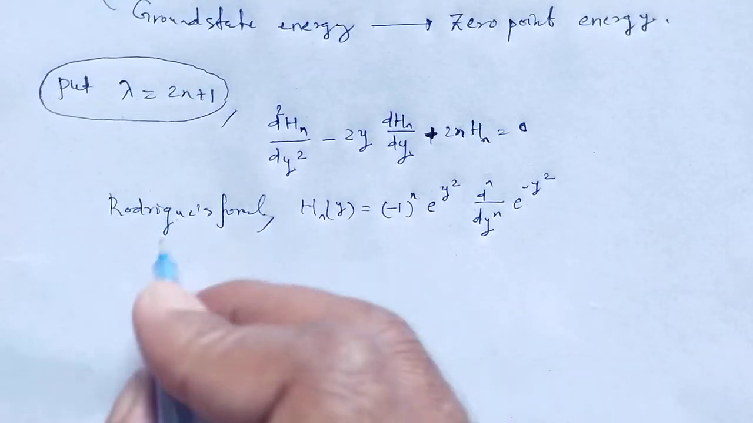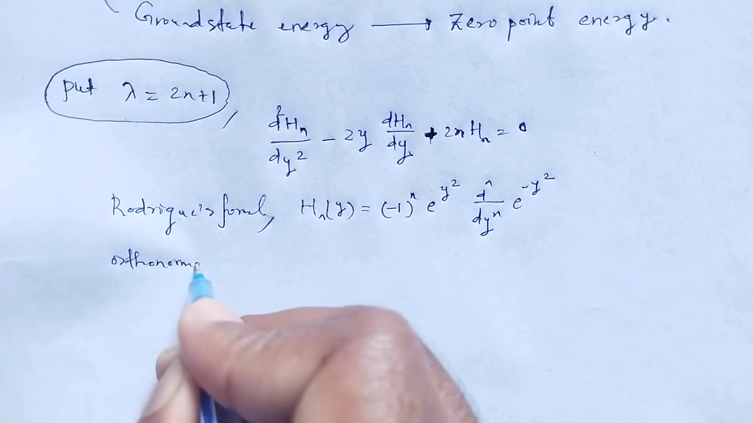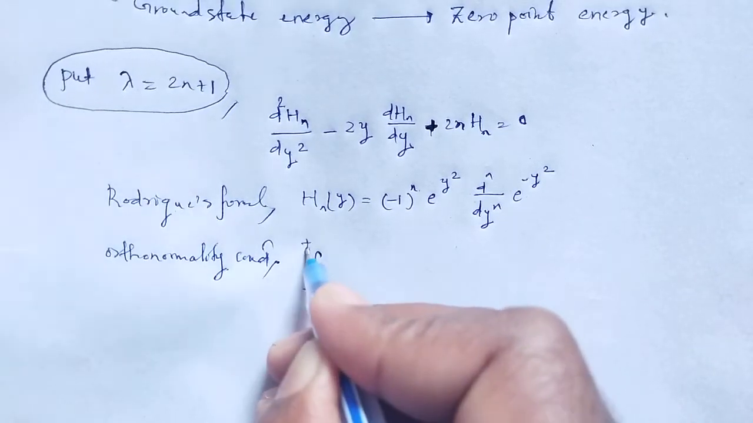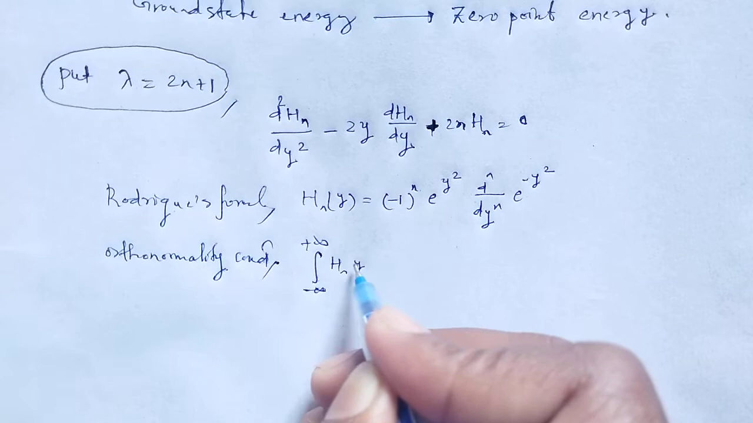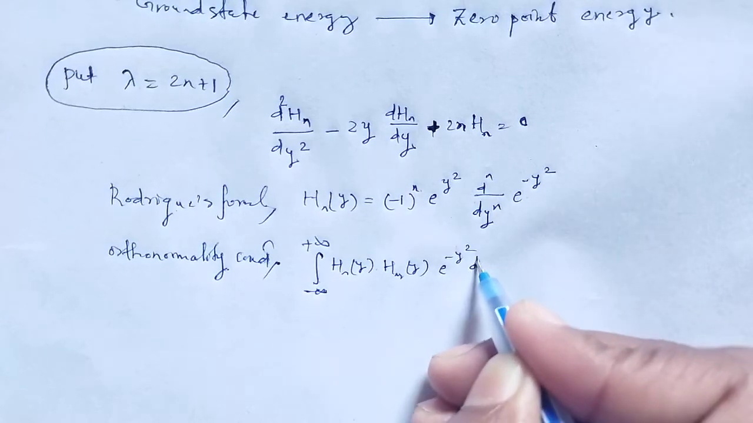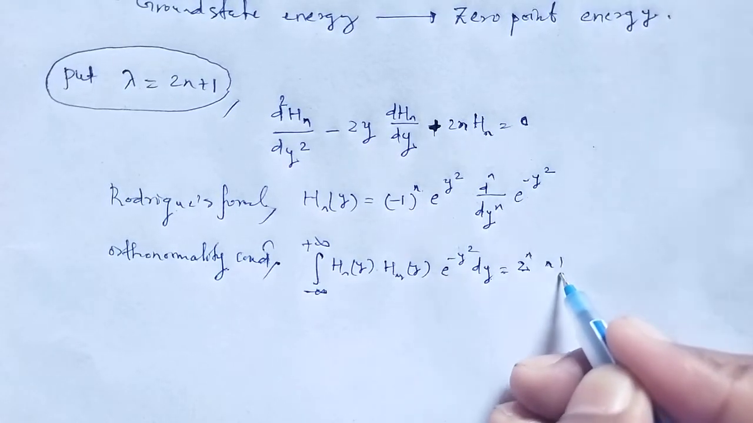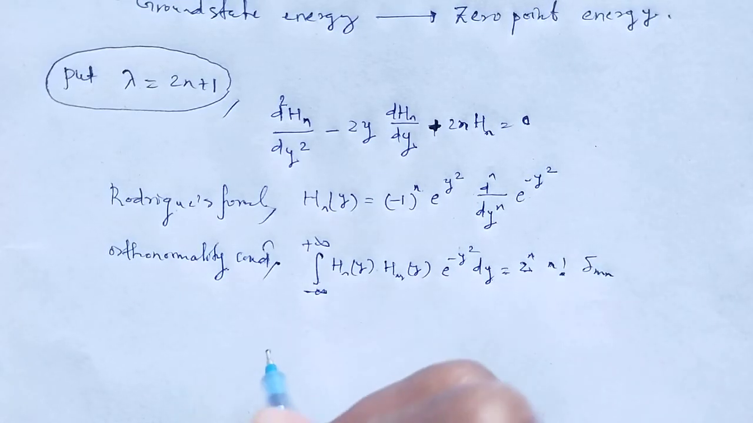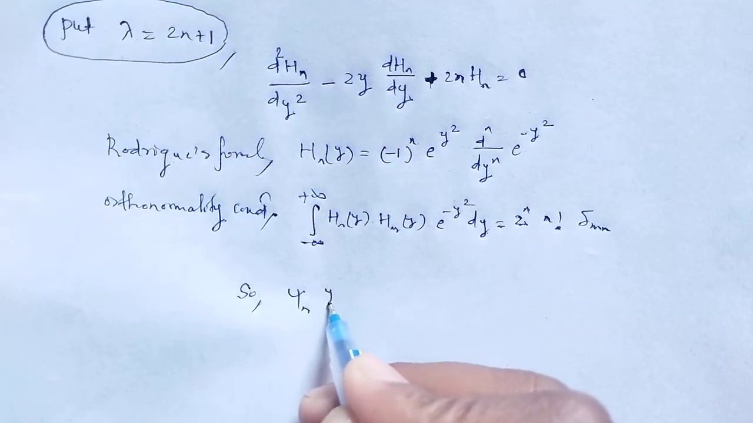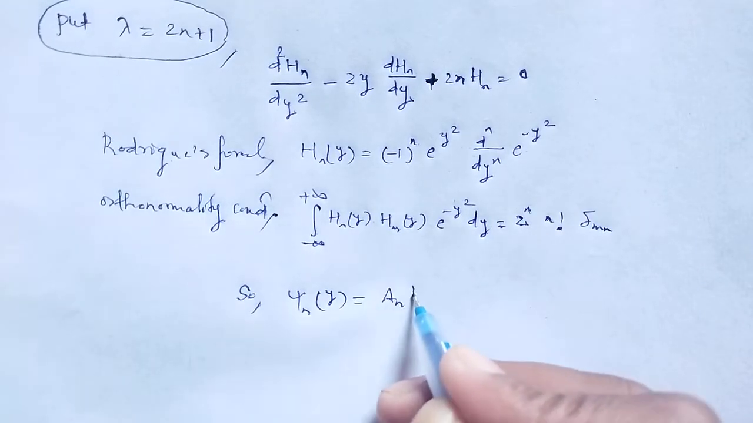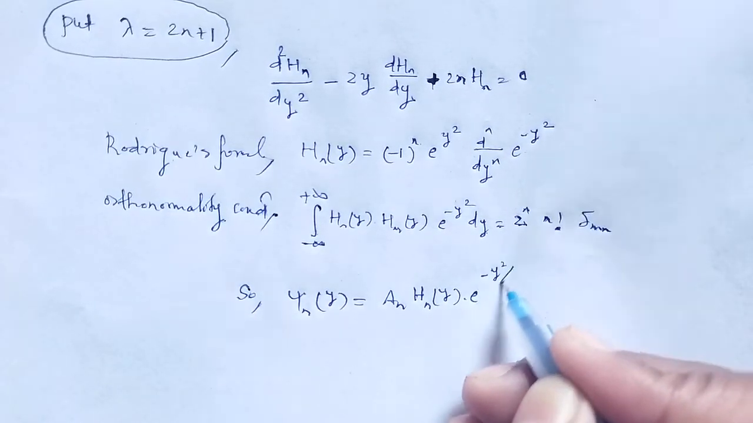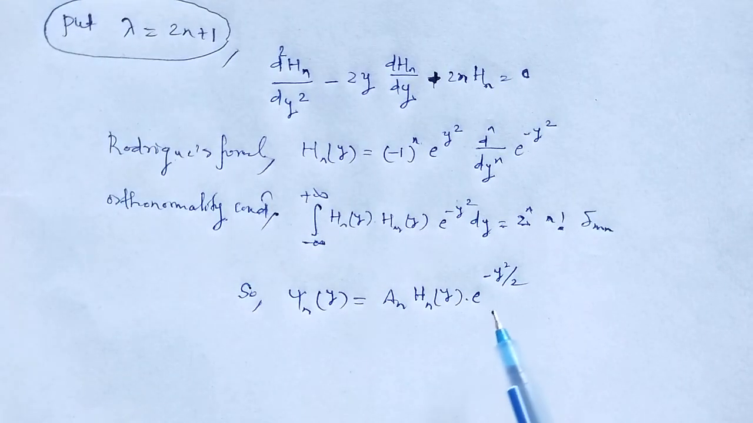And the orthonormality condition: integration from minus infinity to plus infinity, H_m(y) H_n(y) e to the power minus y square dy is equal to 2 to the power n factorial delta_mn. So psi_n of y is equal to A_n H_n of y into e to the power minus y square by 2. As we introduce, this one is the acceptable solution.